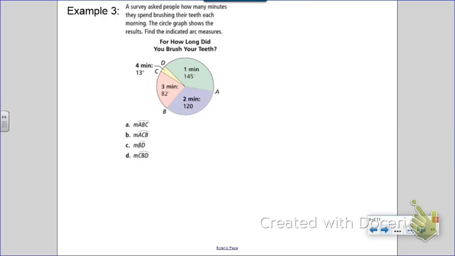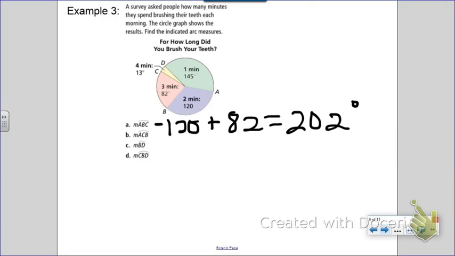So if we find each of the measures, the measure of arc ABC is 120 plus 82, which is a total of 202 degrees. ACB, A and then C and then B in that order, is going to be either 360 minus 120 or adding all the other ones together. So that will equal 240 degrees.